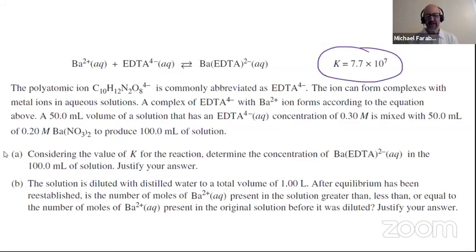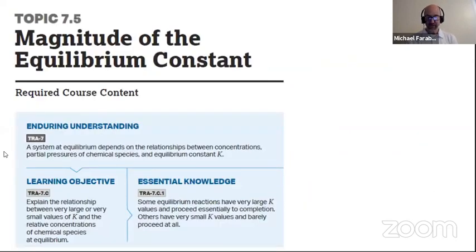And I'm going to call your attention to something that was mentioned earlier in our discussion of equilibrium. This is in topic 7, specifically topic 7.5 in the AP Chemistry course and exam description, the magnitude of the equilibrium constant. Some equilibrium reactions have very large values of K and proceed essentially to completion. Other equilibrium reactions have very small values of K and barely proceed at all.